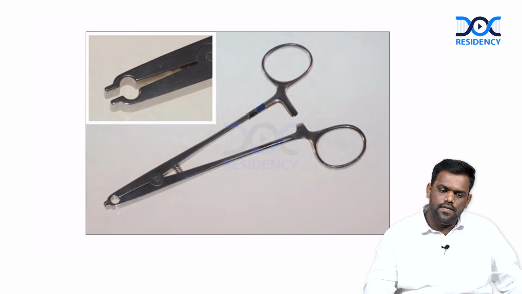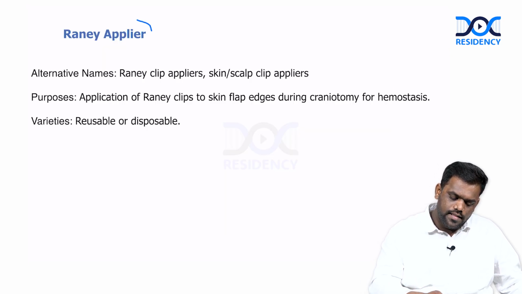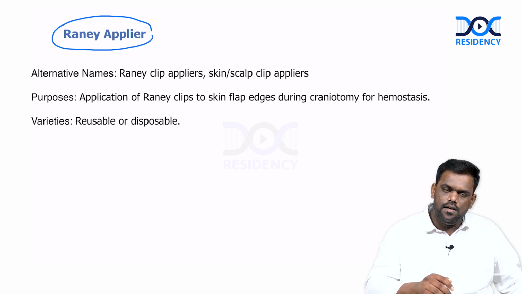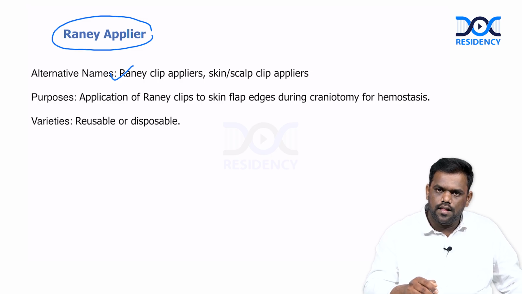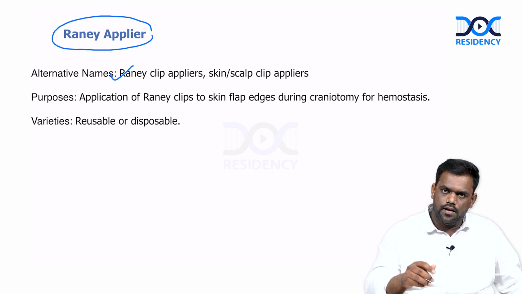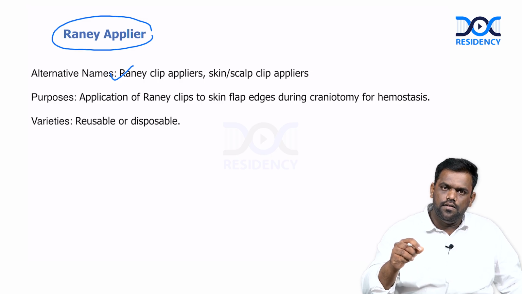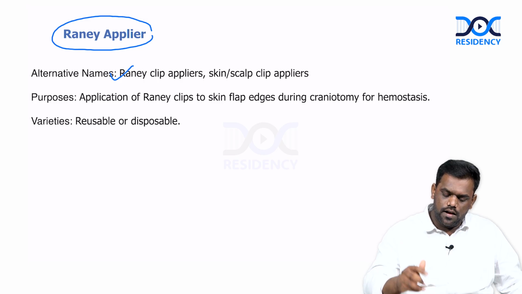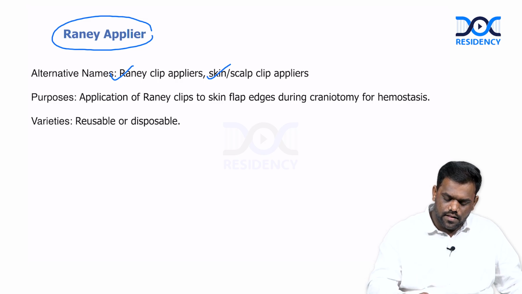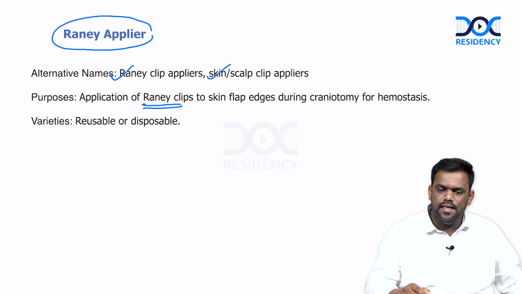Next, identify this instrument. This instrument is used to hold and give a clip like this. It is a Raney applier, otherwise called a Raney clip applier. We use Raney clips in neurosurgery, especially on the scalp, to prevent blood loss. You can use them on the scalp flap to prevent blood loss. So it is also called a skin or scalp clip applier. The application is of the Raney clip to the skin flap edges during craniotomy for hemostasis.